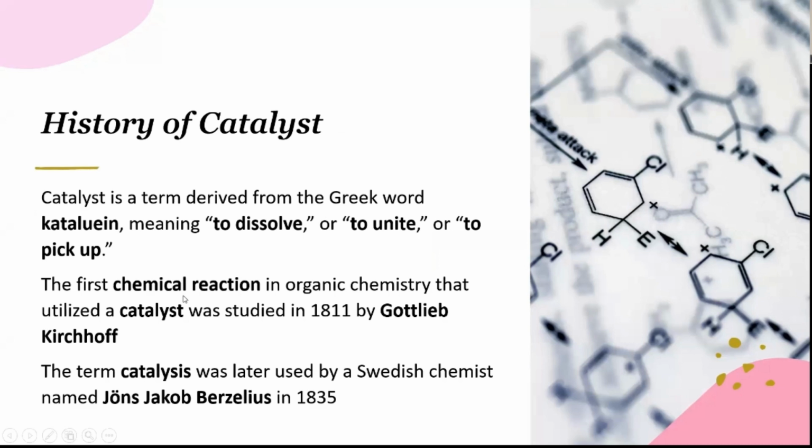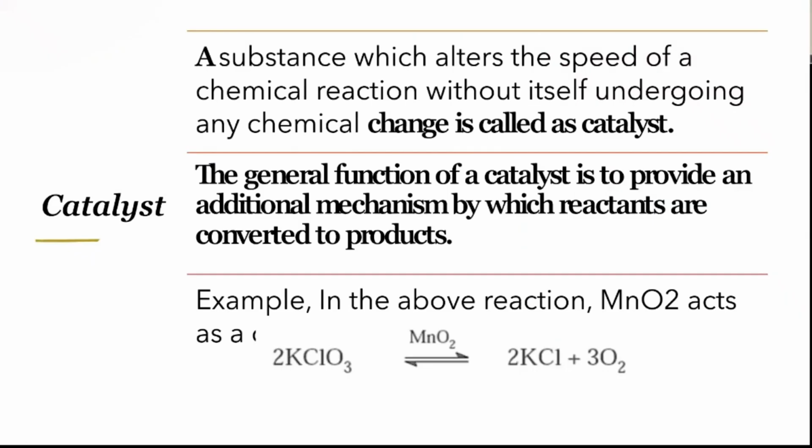The first chemical reaction using a catalyst was done by Kirchhoff, and the terms catalyst and catalysis were given by Berzelius. What is a catalyst? A catalyst is a substance which alters the speed of a chemical reaction without itself undergoing any chemical change. So it will not undergo any chemical change, but it will alter the rate of the reaction. That is called a catalyst.